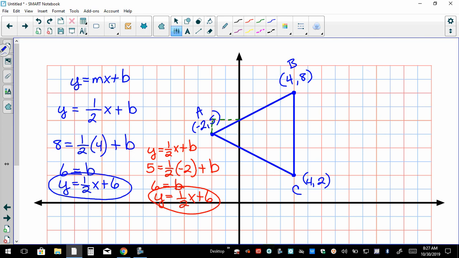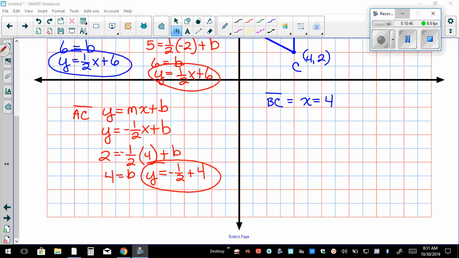Okay. Here's your task. I want you to find the equation of the line for BC and the equation of the line for AC. Go, on your own, in y equals mx plus b form. Okay?